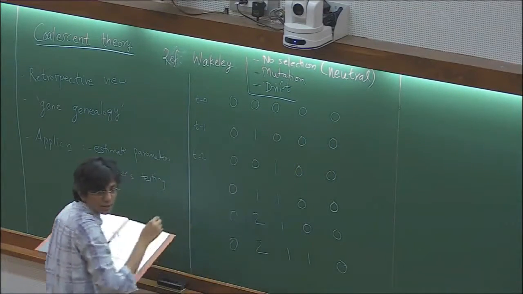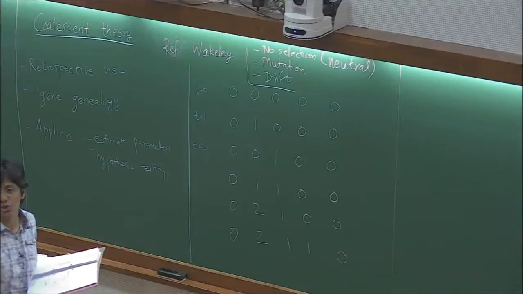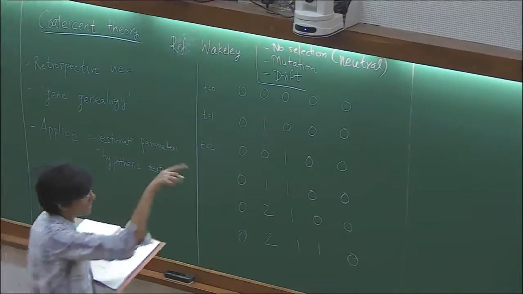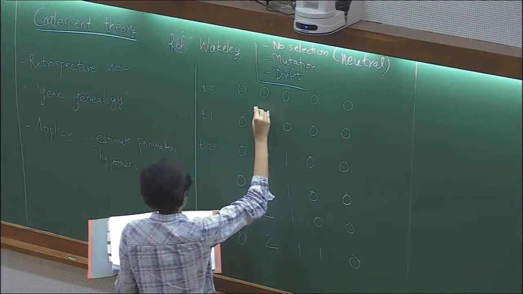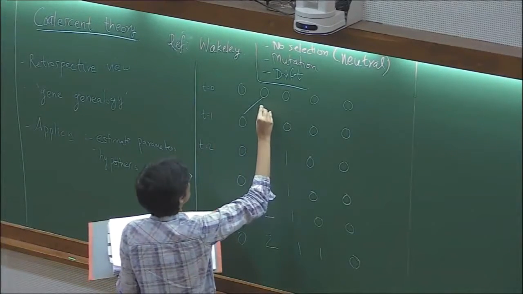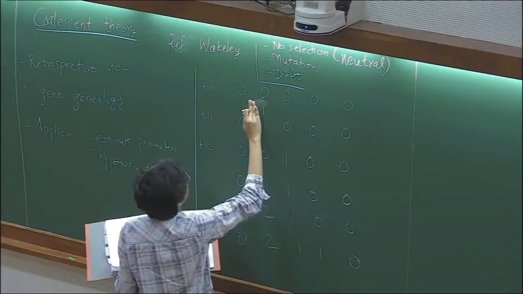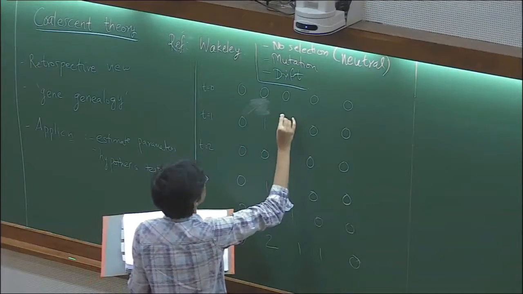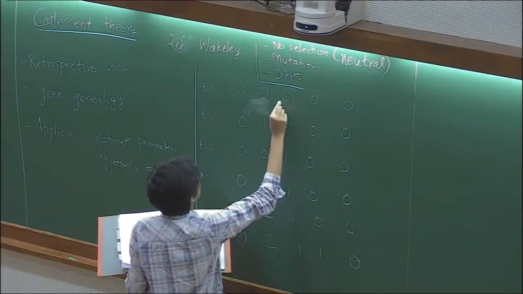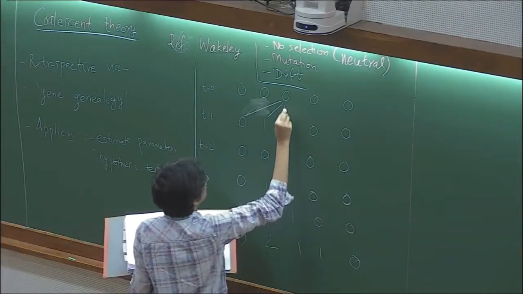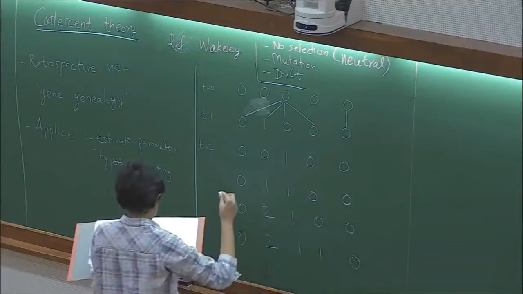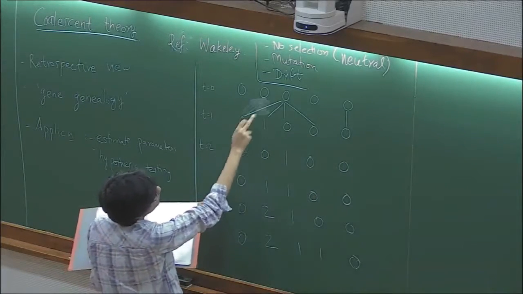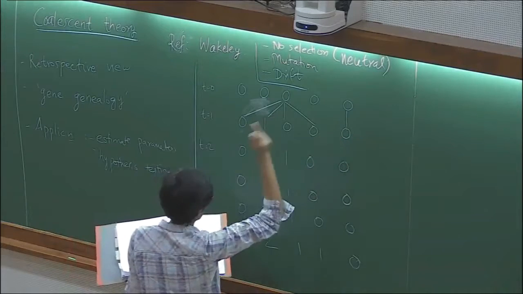Sorry, 2 means it acquired 2 mutations. Let me just draw this one. Let me finish drawing and I'll explain. So this one produced 4 individuals, this one produced 1. Okay.